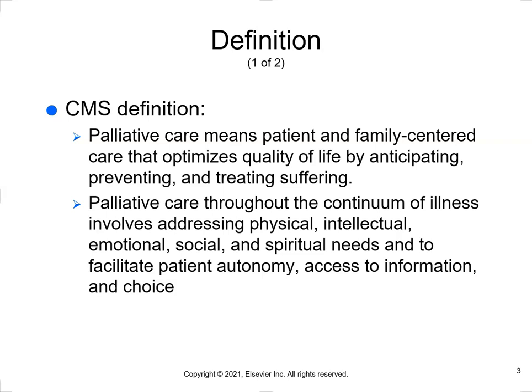Palliative care throughout the continuum of the illness involves addressing the physical, intellectual, emotional, social, and spiritual needs to facilitate patient autonomy, access to information, and freedom of choice. So we're going to support the patient throughout the entire process. We're going to honor their wishes in terms of whether or not they decide to stop eating or whether or not they want no medication, okay? We're going to talk about all of that next week.